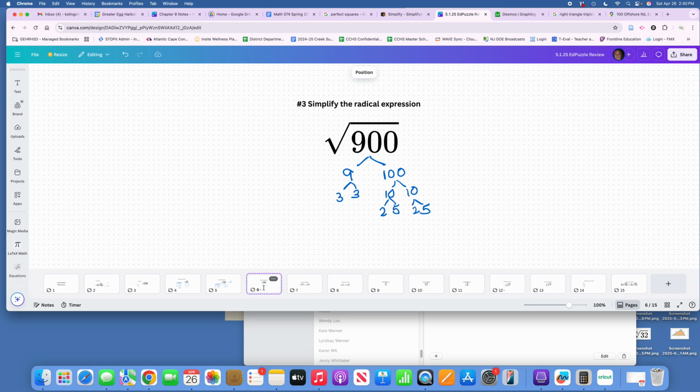Okay, so I know I have 2 times 2 times 3 times 3 times 5 times 5. So I have 2 as a pair, 3 as a pair, and I have 5 as a pair, and I have nothing left inside there. This is 6 times 5, which is 30, because 900 is a perfect square, and the square root of 900 is 30.